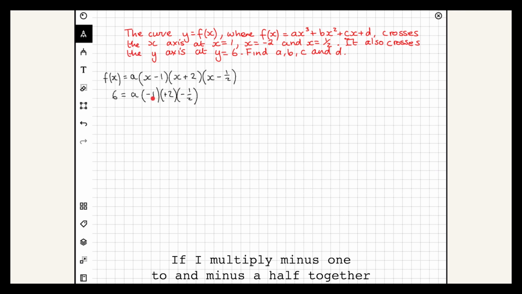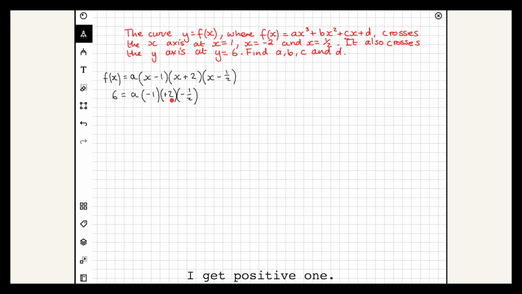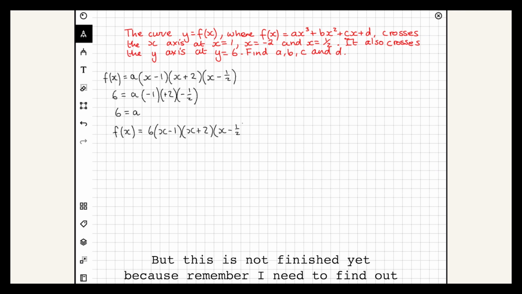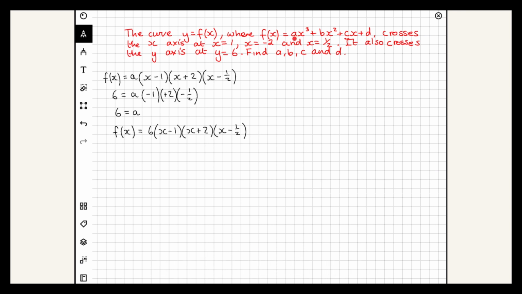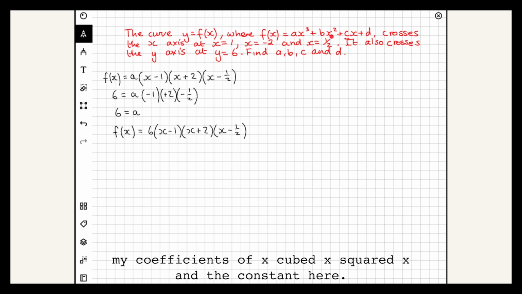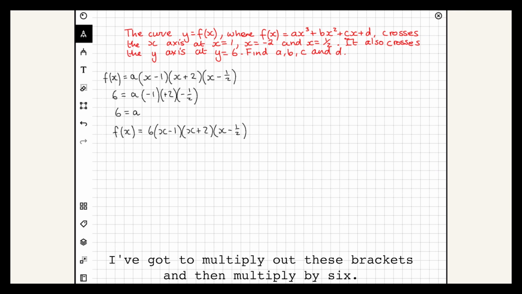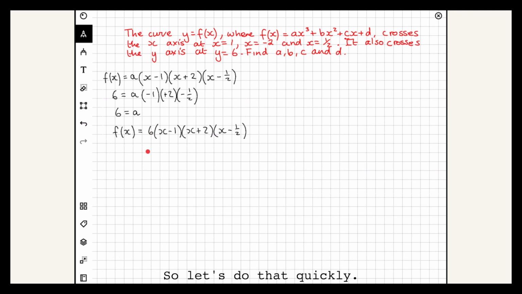If I multiply minus 1, 2, and minus a half together, I get positive 1. So 6 will equal a, or a equals 6. Therefore, f of x equals 6 into x minus 1, x plus 2, x minus a half. But this is not finished yet, because remember, I need to find out my coefficients of x cubed, x squared, x, and the constant here. In order to do that, I've got to multiply out these brackets and then multiply by 6. So let's do that quickly.